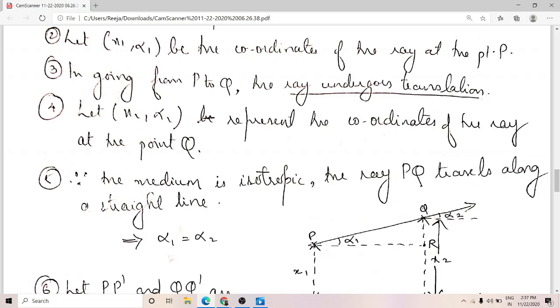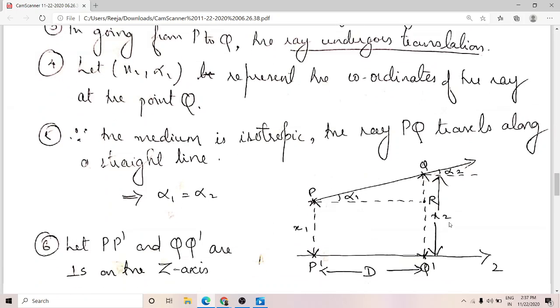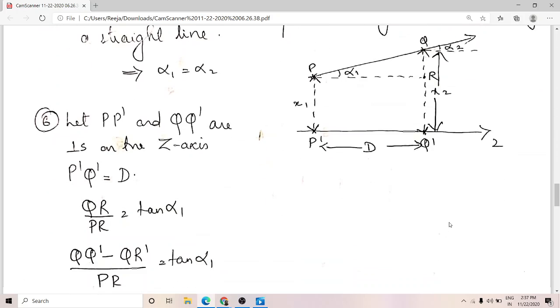So its coordinates there are x1, alpha 1, and at the point Q, let its coordinates be x2, the total distance from the z-axis, and alpha 2, the angle that it makes. Since the ray is passing through a homogeneous, isotropic medium having constant refractive index, there will be no change in direction, so alpha 1 will be equal to alpha 2. So we have all this information with us.